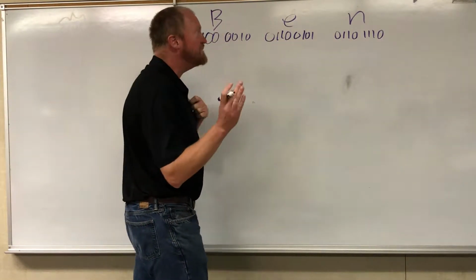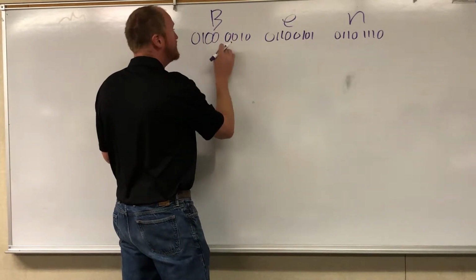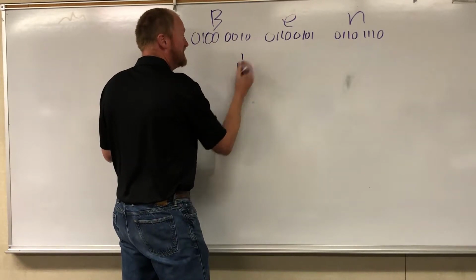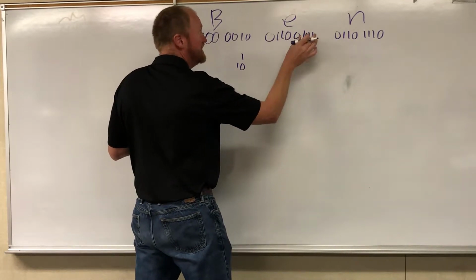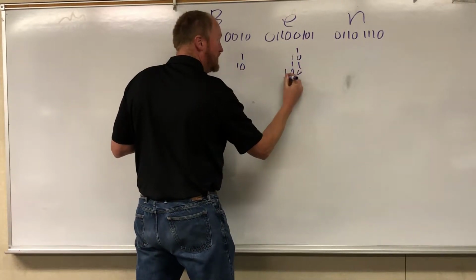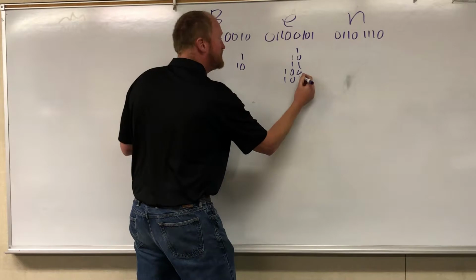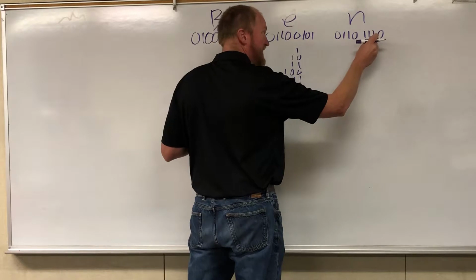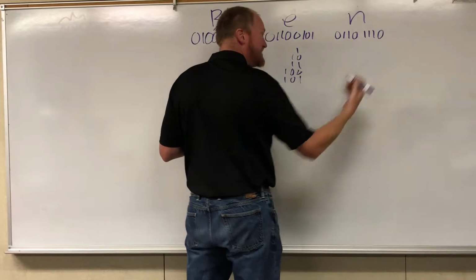But I want to point out something you may have noticed. So B says it's a capital letter. The first nibble says it's a capital letter. The second nibble says that it is the second letter. This says it's a lowercase. This first nibble says it's a lowercase letter. The second nibble says it's the fifth letter. 1, 2, 3, 4, 5. Fifth letter. It's the eighth, the fourth, the second, but not the first. 8 plus 4 is 12, plus second, it's the 14th letter, right?